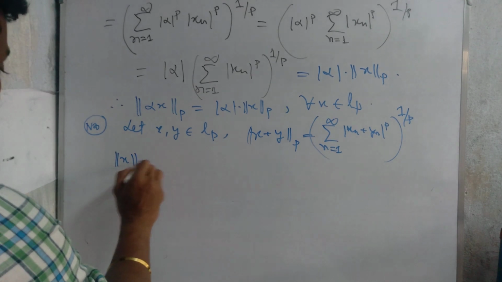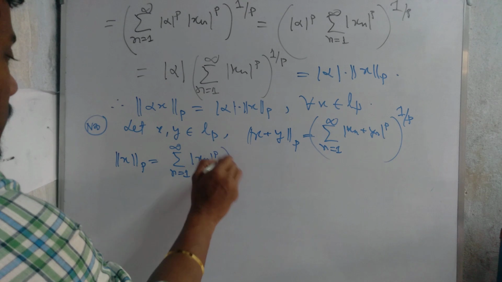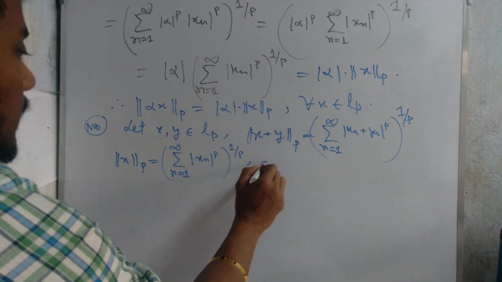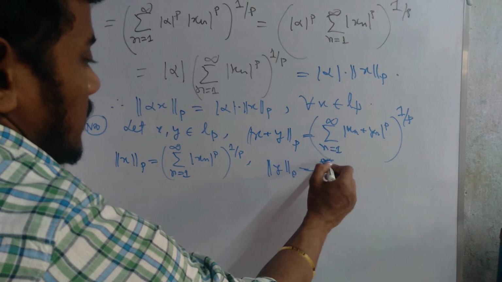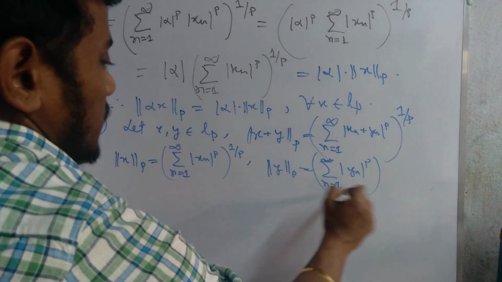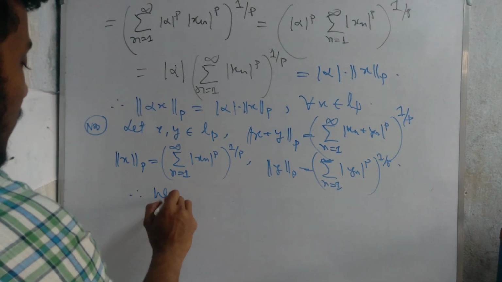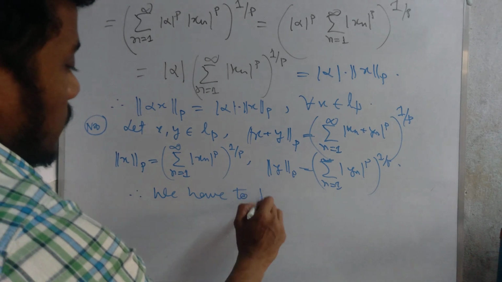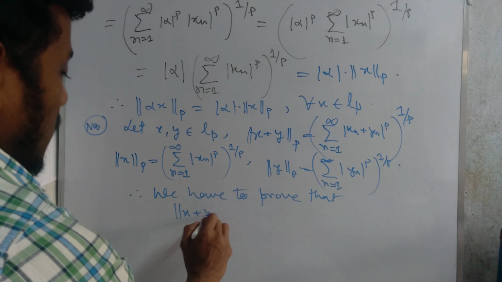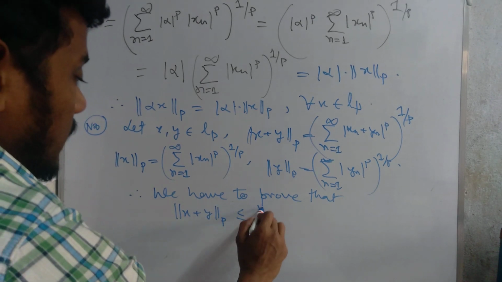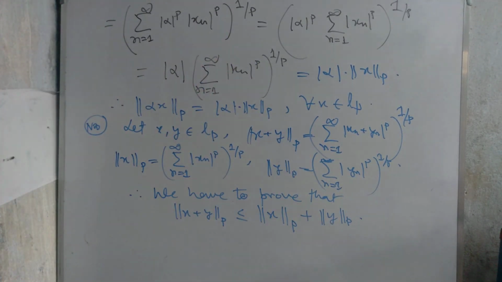We write it: the norm of x is the sum over n equal to 1 to infinity of |xn| to the power p, whole to the power 1 by p, and the norm of y is the sum over n equal to 1 to infinity of |yn| to the power p, whole to the power 1 by p. Then what do we have to prove? We have to prove that the norm of x plus y in p is less than or equal to the norm of x in p plus the norm of y in p. This one we have to prove.